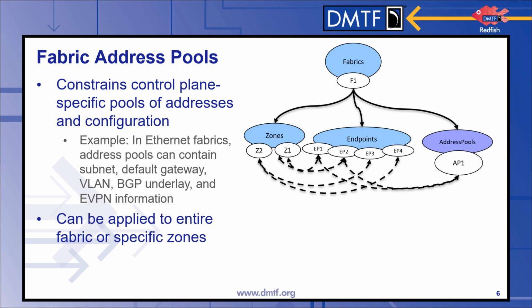Address pools provide constraints for components to exist on the fabric. They provide the control plane specific address pools and configuration. Some examples are subnets, default gateways, and VLANs. They can apply to specific zones or to the entire fabric via the default zone.